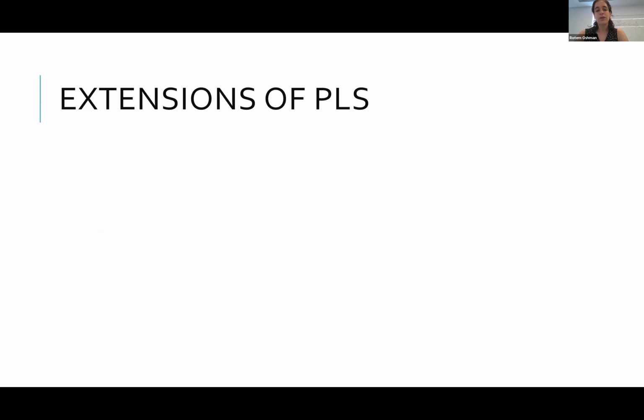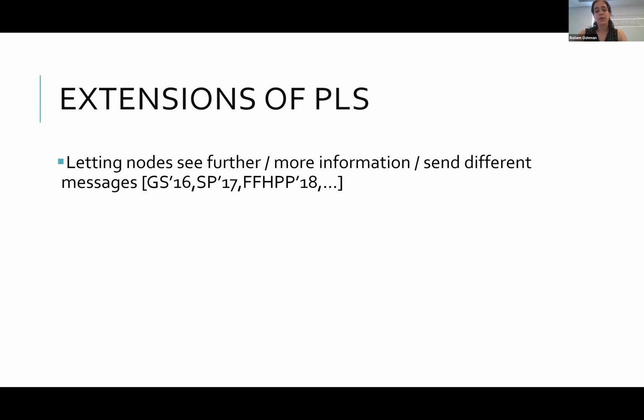And this basic model has been extended in many ways. Proof labeling schemes have been taken in many different directions. For example, you can ask what happens if instead of only talking to your neighbors, you get to talk to some radius further away from you. Or you can give more information. For example, what if you get to see the inputs of other nodes, not just your own? What if you are allowed to send different messages to different neighbors and so on? Many have looked at these variations.